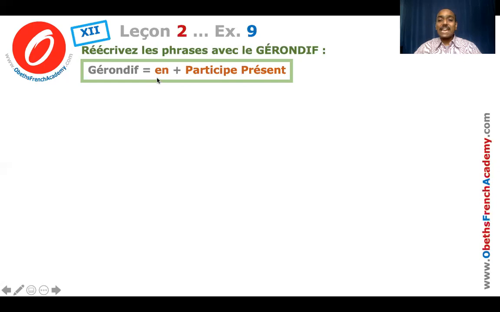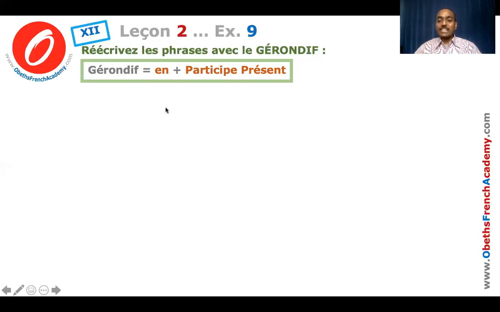Now what's the translation for en? It is while or by. So if you put the verb parler in the gérondel, you'll get while speaking. If you put the verb faire, to do, in gérondel form, you'll get while doing. If you put the verb dormir, to sleep, in the gérondel, you'll get while sleeping, while playing, while meeting. So this is how you do it. I repeat, if you want to know more about the gérondel, please go back to exercise number 8, where I've explained in detail how to get it.